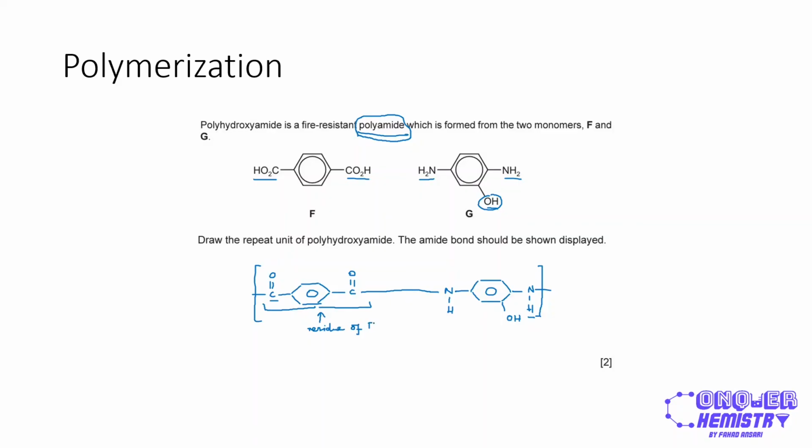We have basically removed the OH groups from the carboxylic acid functional group, and this over here is the residue of the monomer G, right? So basically a repeat unit includes one residue of each monomer, right?